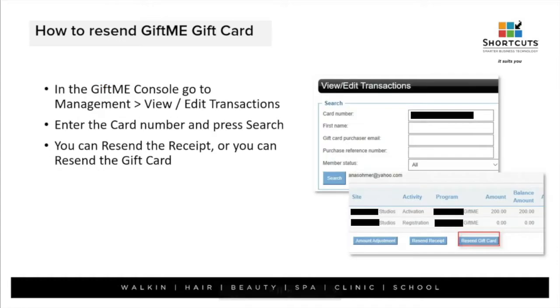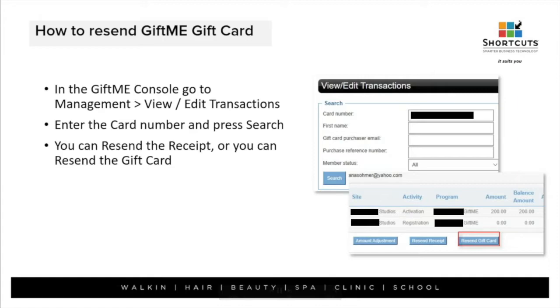Now let's say a customer has purchased one and the recipient didn't get a copy, or the purchaser didn't get a receipt. You can look up that information, and in the console again, you can go to Management, View/Edit Transactions. You can copy and paste the card number, and you can press Search. And then at the bottom of the screen, you'll have the ability to resend the receipt or send the gift card again to the recipient.